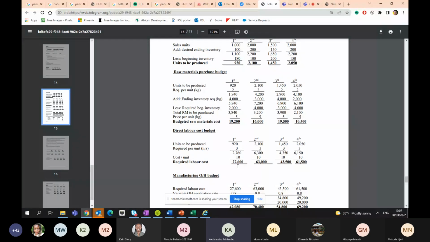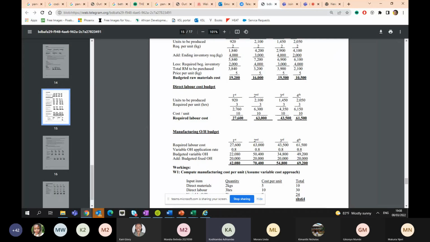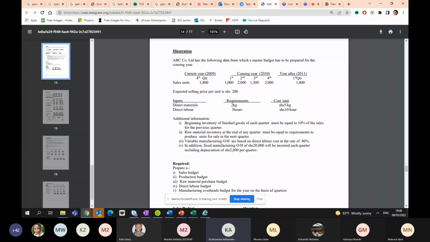Then they're also asking us for the manufacturing overhead. What is the manufacturing overhead? Basically, when you hear overhead, it's just like, oh, this one is added. So you will first do the variable, and remember, in most of these questions, the previous question leads you to the next question. So we have the labor cost, which you already have here, which is picked from there. Then you go back to your question.